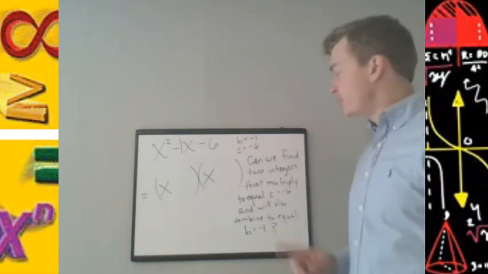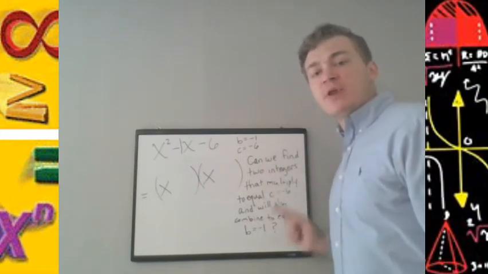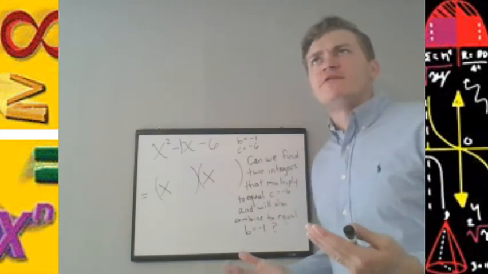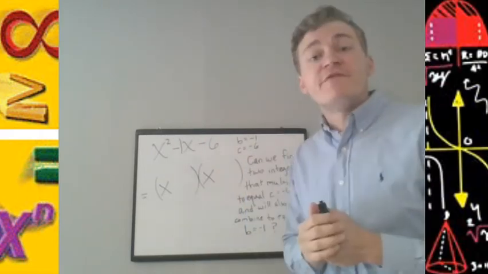Well, to do this, it's not too bad. The first thing we want to start off with is, can we find the two numbers that multiply to give us negative 6? Well, to find two numbers that multiply to give me negative 6, let's find the factors of negative 6.